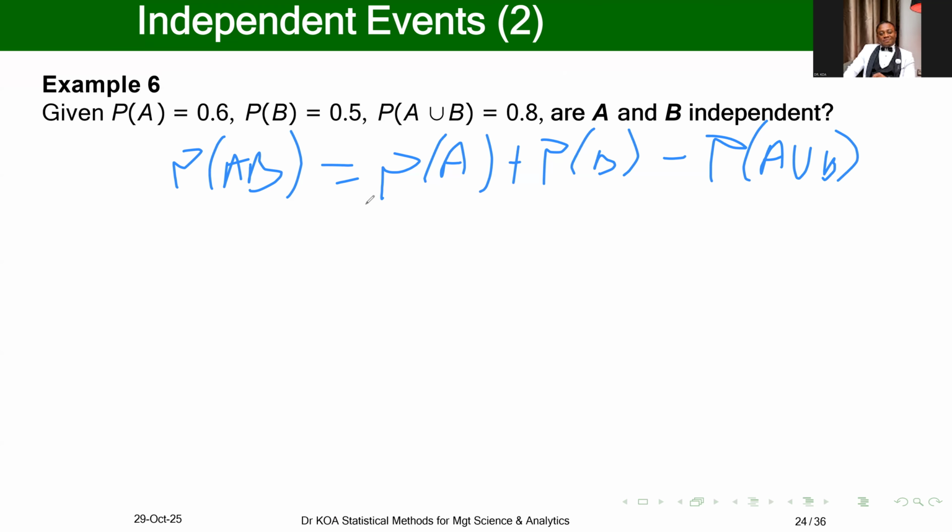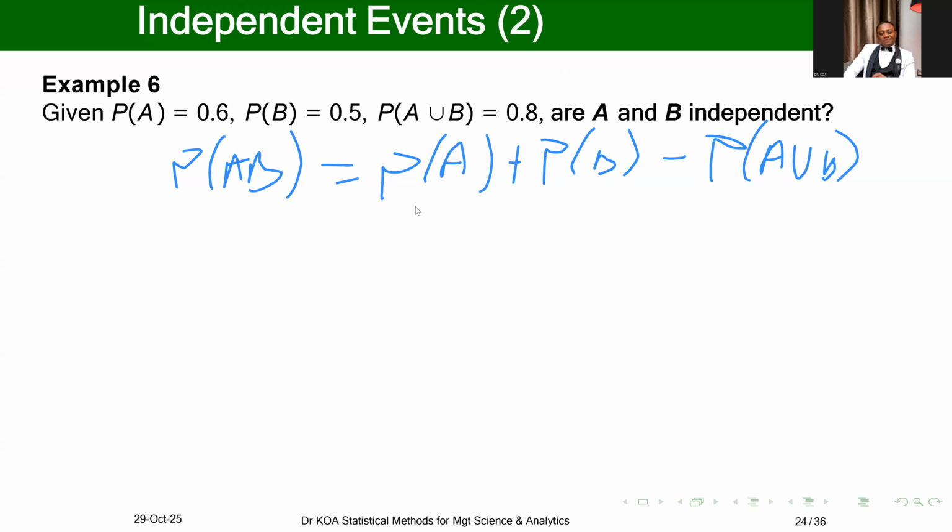Because the elements have been given, once the elements have been given, you can create the formula to match the elements. What is the probability of A in this question? It's 0.6. What's the probability of B in this? 0.5. What is the probability of A union B? So when you take the simplification, what do you get? 0.3. Exactly.